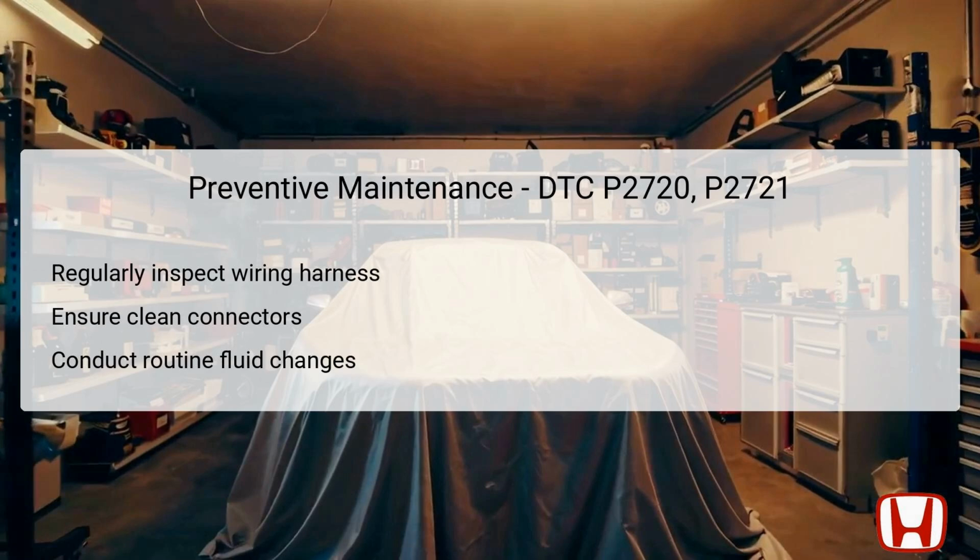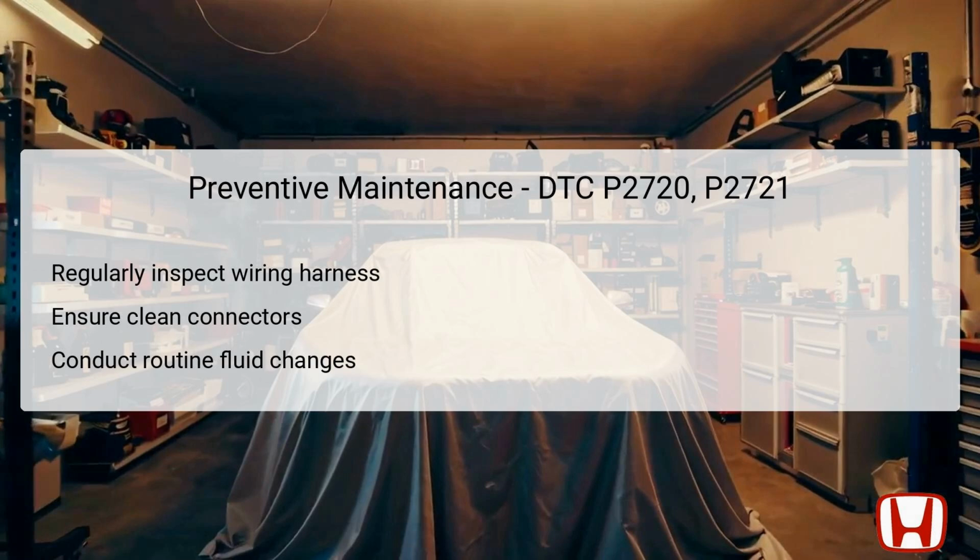Preventive maintenance plays an essential role in ensuring the longevity and reliability of the CVT system in the Honda Civic. Regular inspections of the wiring harness associated with the CVT lockup clutch control solenoid valve can help identify potential issues before they escalate into larger problems. It is crucial to keep all electrical connectors clean and free of corrosion, as contaminants can disrupt electrical signals, leading to faults similar to those indicated by DTC P2720 and P2721.